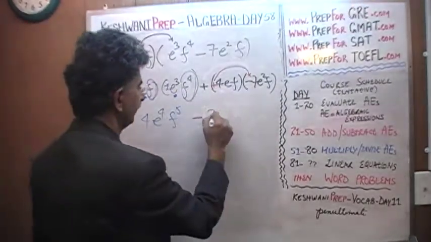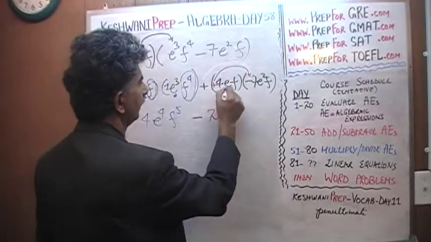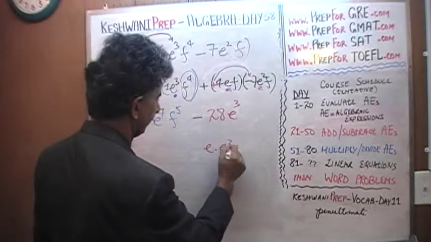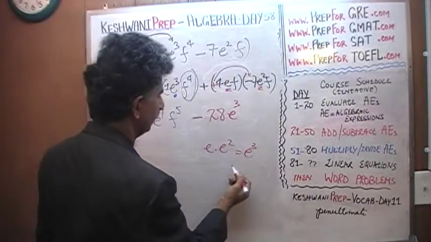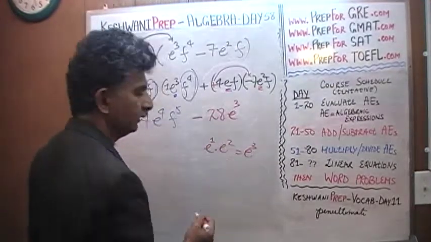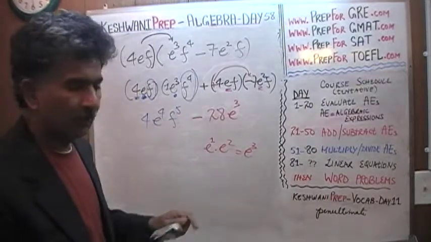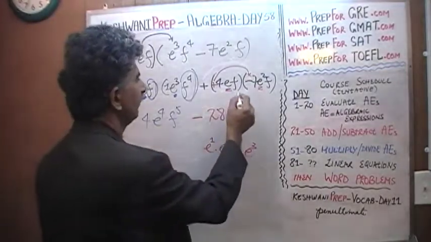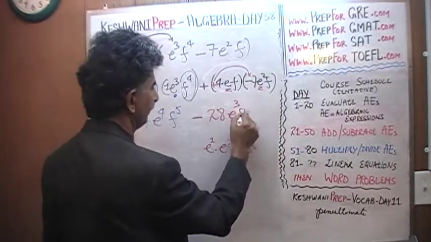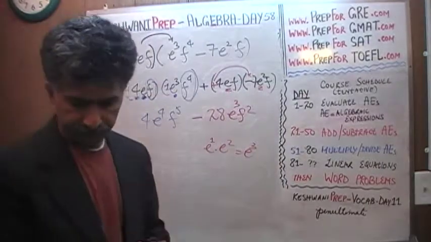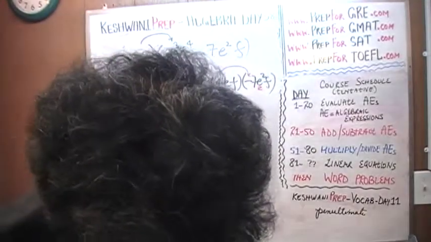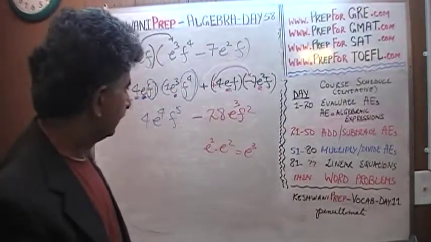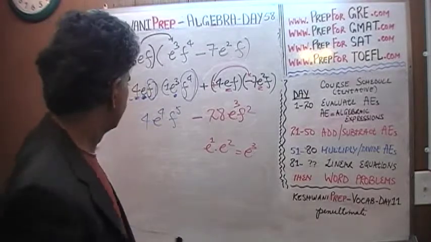4 times 7 is 28. And then E times E squared is E cubed. This one has a power of 1. And as long as the base is the same, all you have to do is add the exponents. And then we have F times F, which is F squared. That's it. That's the end of that one. 28 E cubed F squared.